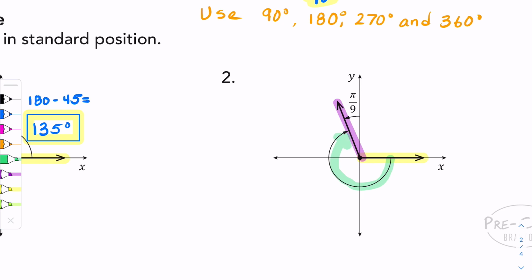But also, our angle is given to us in radians. That means your final answer needs to be in radians. You need to keep your answer consistent throughout the problem. So if it's given in radians, then your answer needs to be in radians.